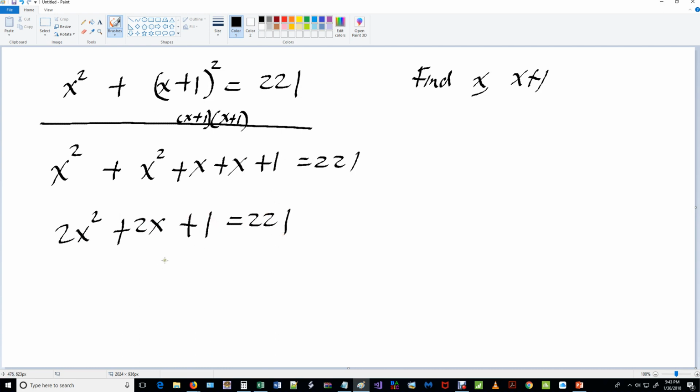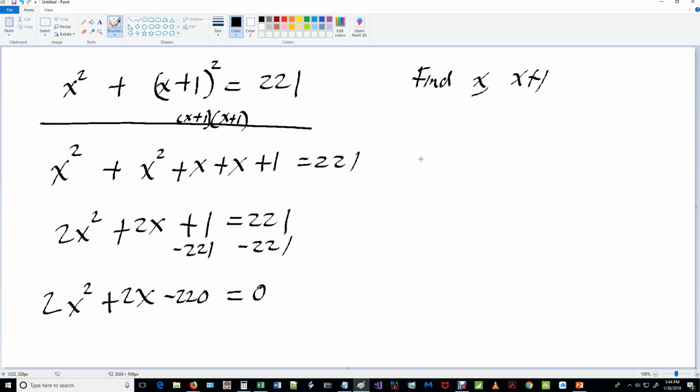But this is not in standard form, right? You need to subtract 221 because you need to leave it equal to 0. 221 minus 221 equals 0. All right, so this is the equation: 2x squared plus 2x, and then 1 minus 221 gives you minus 220.